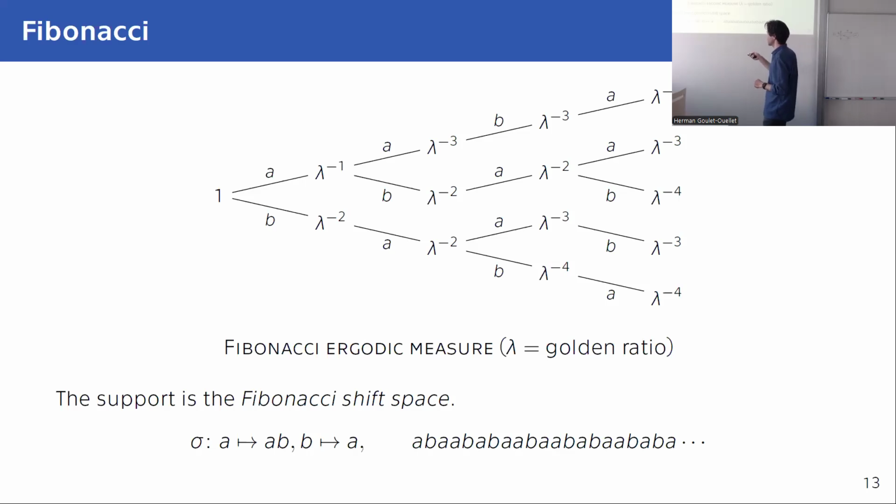And the support of that measure is actually generated by a rule like this. So the rule is a substitution rule, which produces an infinite word. And using that infinite word, you can generate the support of that measure. So the support of this measure sort of naturally arises from this combinatorial construction. Okay, I'm not going to give more details, but this is just to say that ergodic measures arise very naturally also when you start studying these infinite words produced by substitution rules.